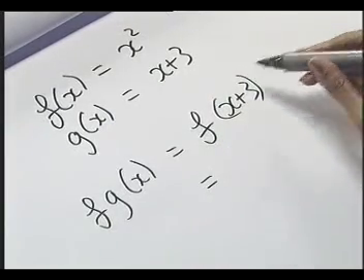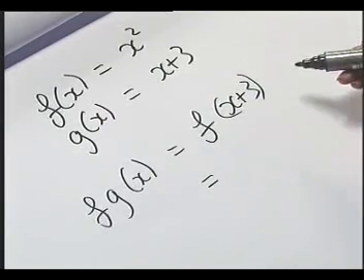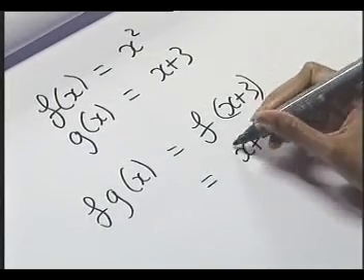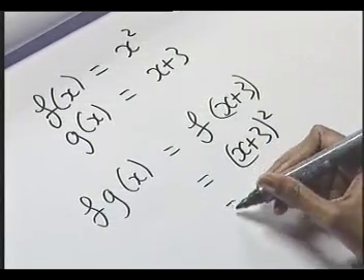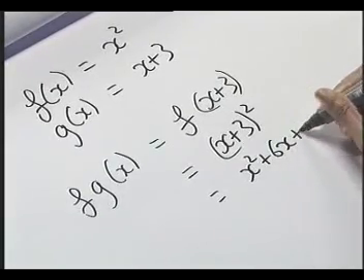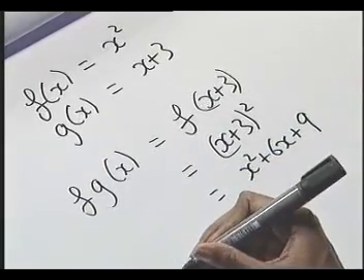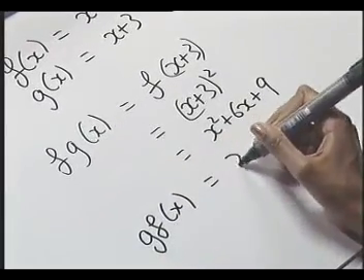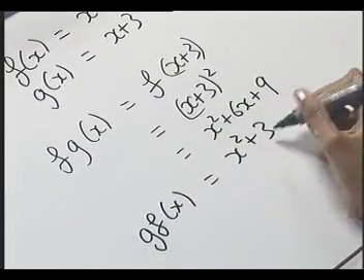Now, applying f to something just makes it square. So f of x plus 3 is x plus 3 all squared. And that's x squared plus 6x plus 9. And if you remember, g f of x was just x squared plus 3. So you can see here that changing the order in which we compose these functions makes a big difference.